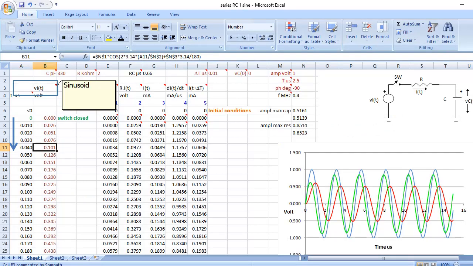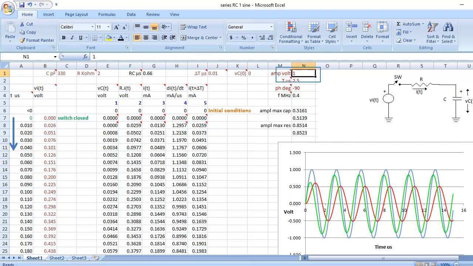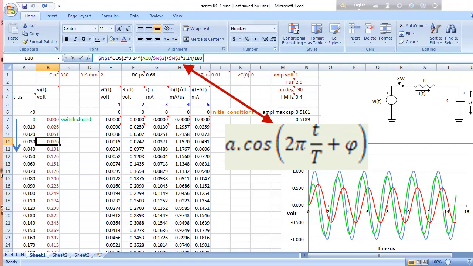As usual, column B, reserved for excitation, will contain data for the sinusoid. We enter amplitude in volts, time period in microseconds, and initial phase of sinusoid in degrees. Frequency is calculated from the reciprocal of time period. The formula used to generate the sinusoid is shown. Phase is converted from degrees to radians.